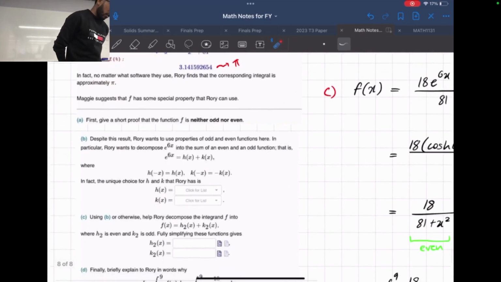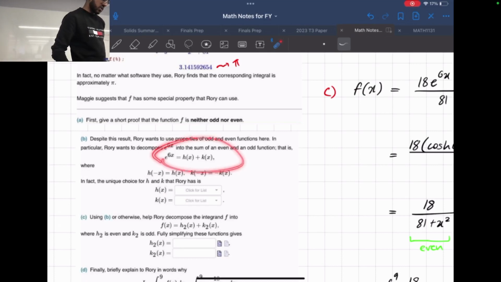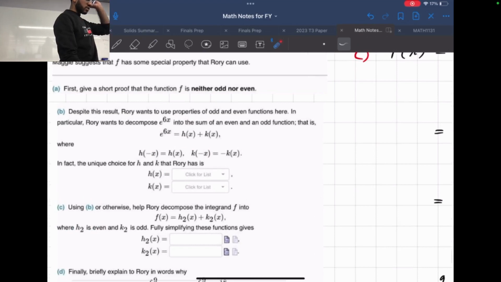Despite this result, Rory wants to use properties of odd and even functions here. So we want to decompose this into a sum of even and odd functions. So this one is purely intuitive. What can we do for h of x and k of x? What options do you guys have?